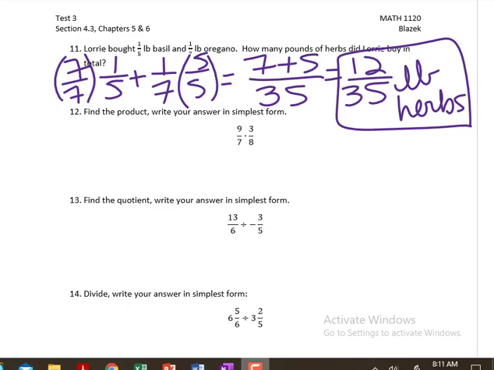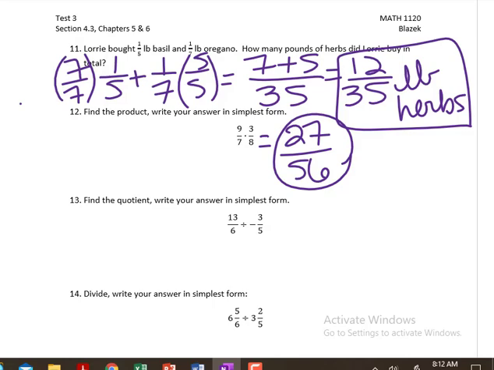Find the product and write your answer in simplest form. You have 9/7 times 3/8. I cannot simplify this by cross canceling, or any numerator with a denominator. So I end up with 27 divided by 56. And if you look at this any further, there are no common factors between 27 and 56. So 27 over 56 is the answer in simplest form.